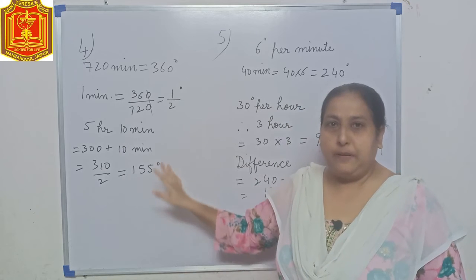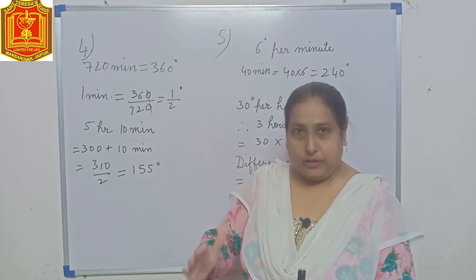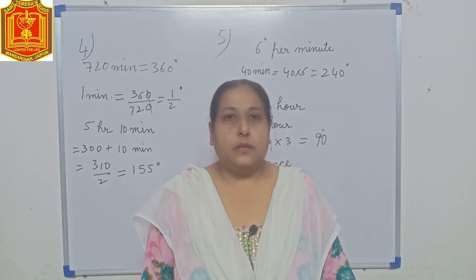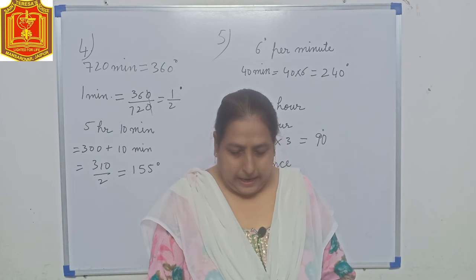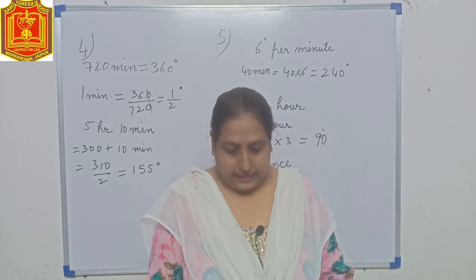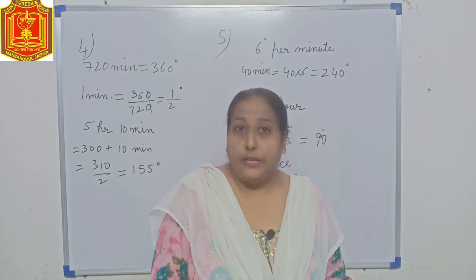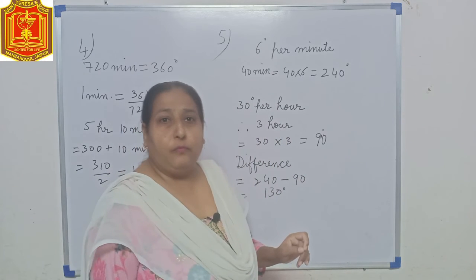After the explanation, please pause the video and, if you want, you can write the solution in your book. Now, question number 5. At 3:40, the hour hand and the minute hand of a clock form an angle of. Now, you have to tell what angle it is forming at 3:40. Okay, how will you find out?